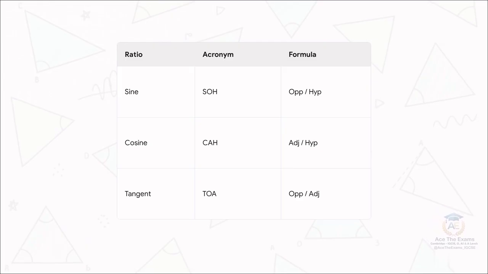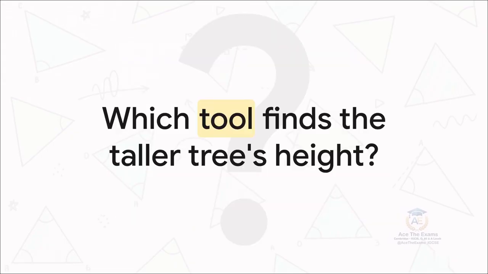SOHCAHTOA. It perfectly matches your knowns and unknowns to the exact right formula. SOH, sine is opposite over hypotenuse. CAH, cosine is adjacent over hypotenuse. TOA, tangent is opposite over adjacent. Just identify what sides you have, identify what sides you need, and see which 3 letters match your situation. It's foolproof.